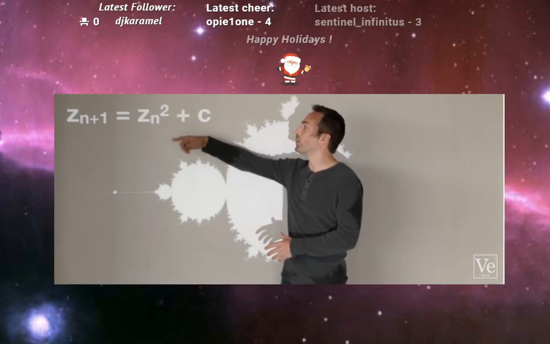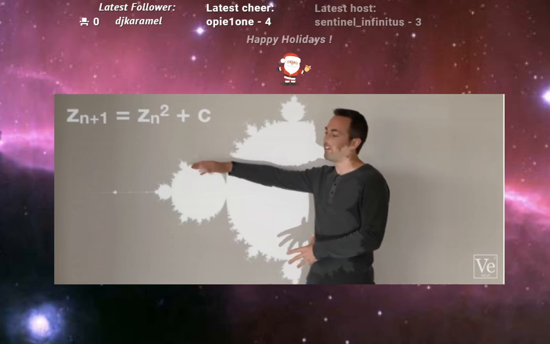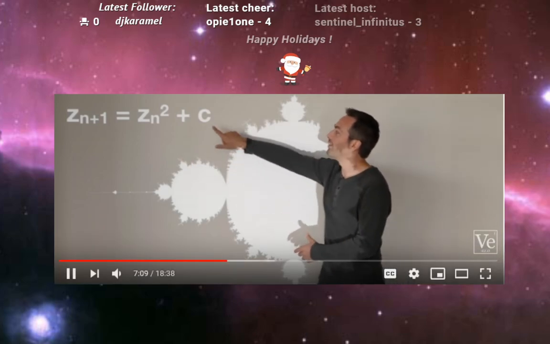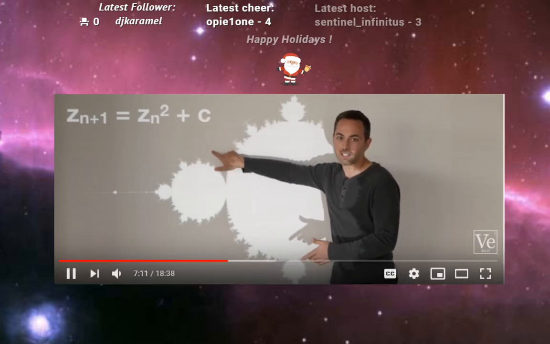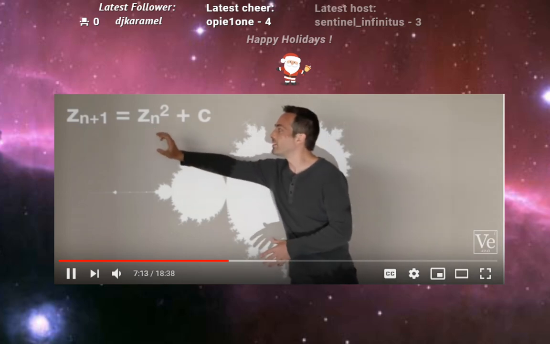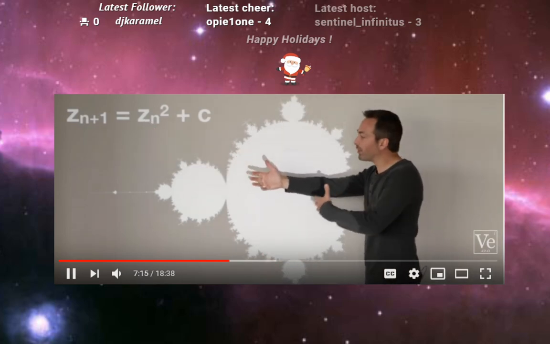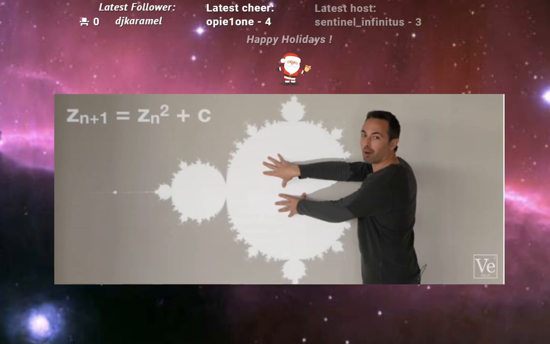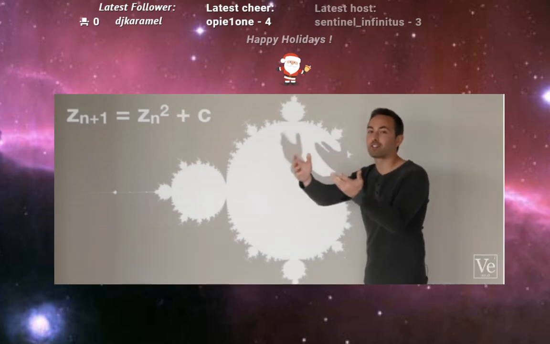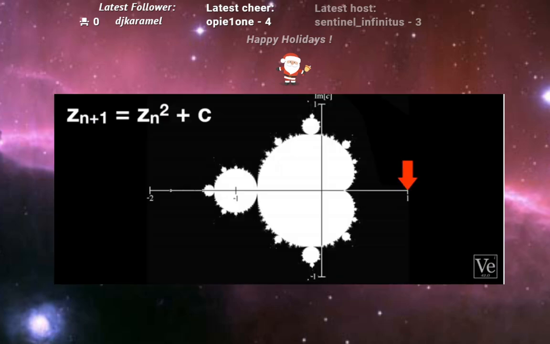And then iterate this equation over and over again. If it blows up to infinity, well then the number c is not part of the set. But if this number remains finite after unlimited iterations, well then it is part of the Mandelbrot set. So let's try, for example, c equals 1.